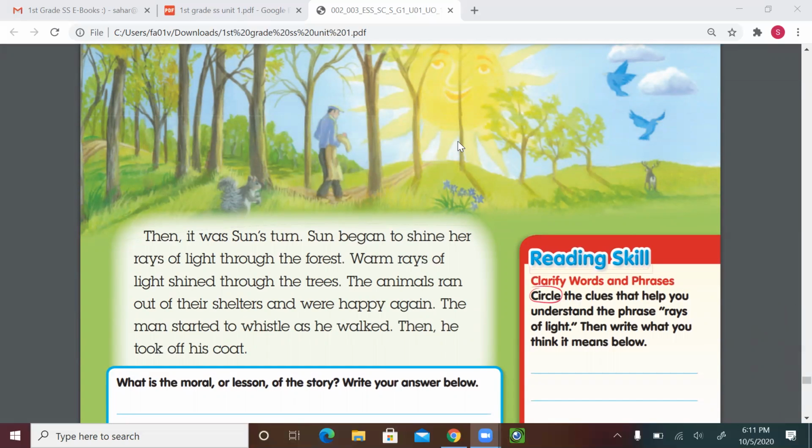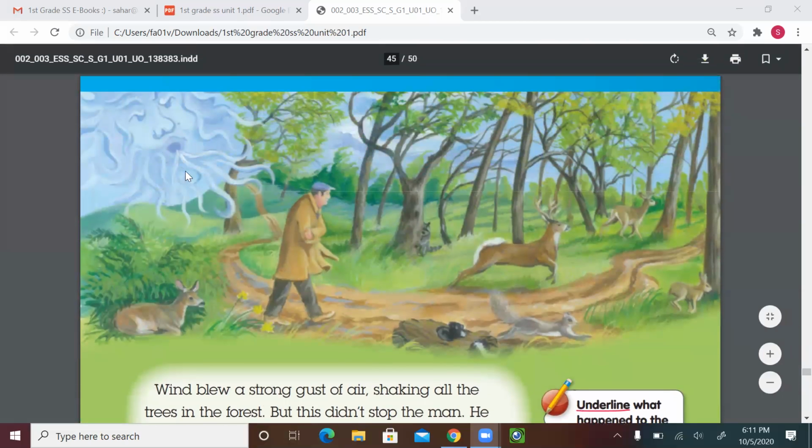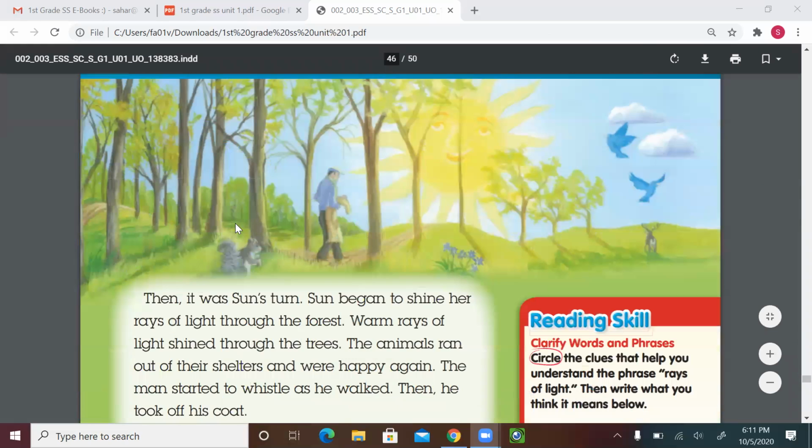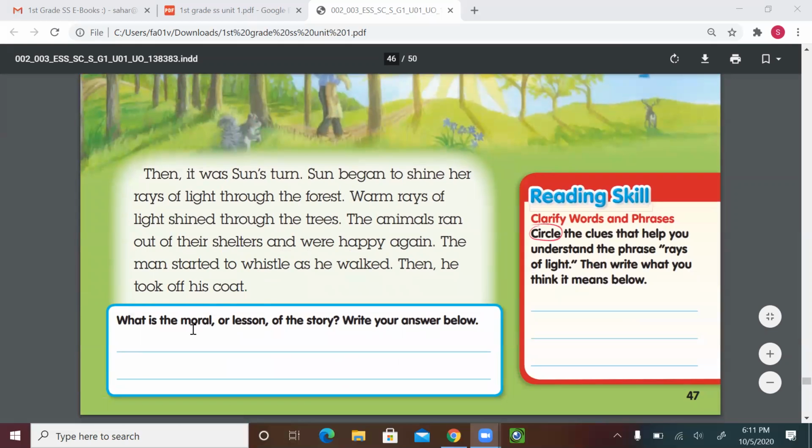Yes, the sun was soft, was gentle, was kind, but as you see the wind, look, even the way the picture is, the wind was really trying hard to blow and make the man lose his coat.